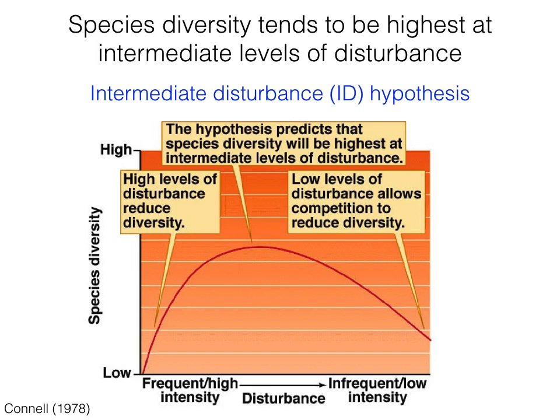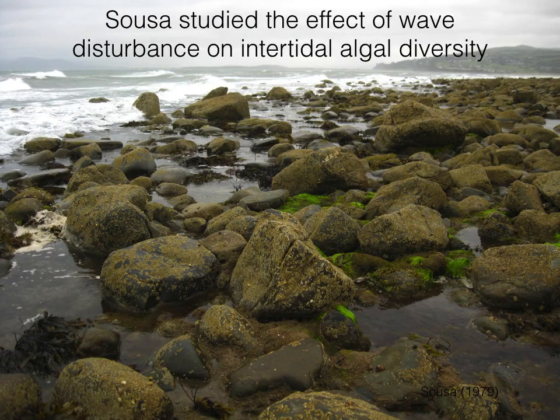So let's take a look. I'd like to just present an example of that was actually conducted here in California, that I think is kind of a fun and interesting example. So there have been many different tests of the intermediate disturbance hypothesis, but Sousa conducted a very interesting and, I think, elegant study that examined algal diversity on boulders of different size. And so let's take a look at what Sousa did.